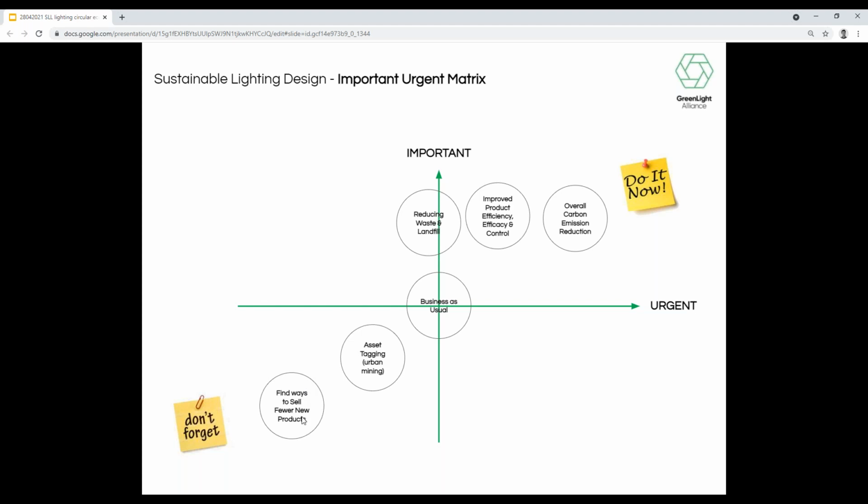are basically manufacturers trying to find ways to sell fewer products, or fewer new products. That's not a priority, and it's difficult to make that a realistic priority unless we replace that hole in the market with something else, some other renewed or remanufactured products.